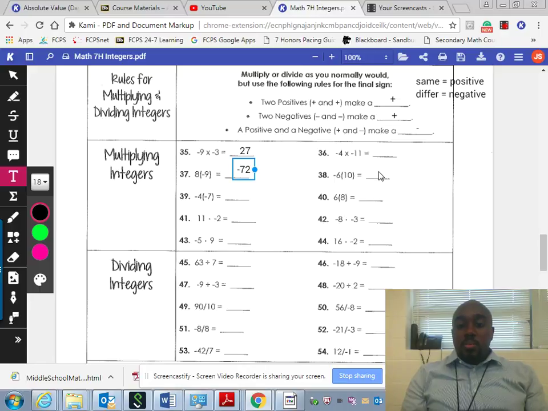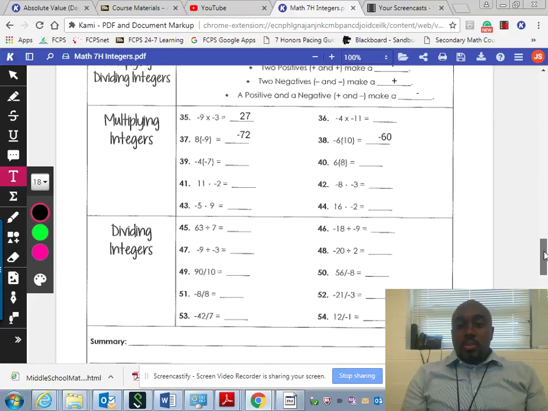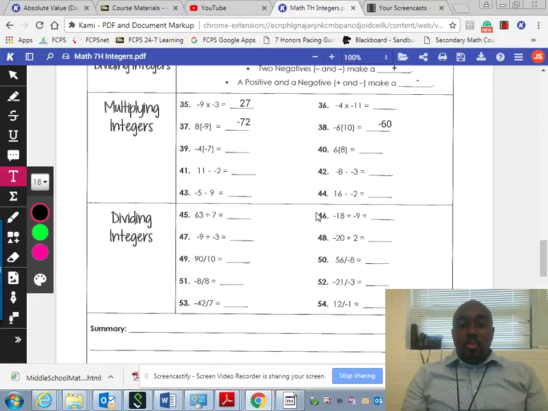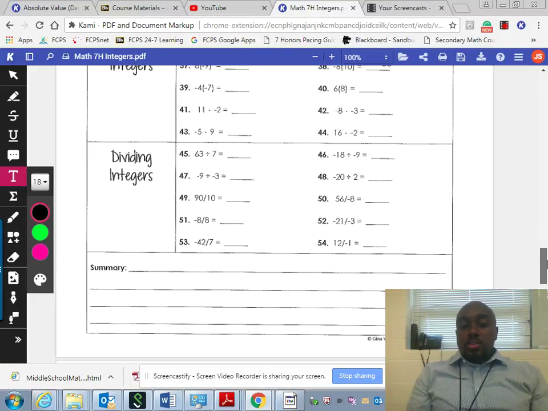Let's do one more example, and then you will be responsible for the rest. Okay. -6 times 10. Well, are they the same or are they different? Clearly, they are different because 6 is negative and 10 is positive. So the final answer is going to be -60. Okay. So what I want you to do is go ahead and attempt the rest on your own down at the bottom, all the way up to 44, and we will discuss the answers in class tomorrow.